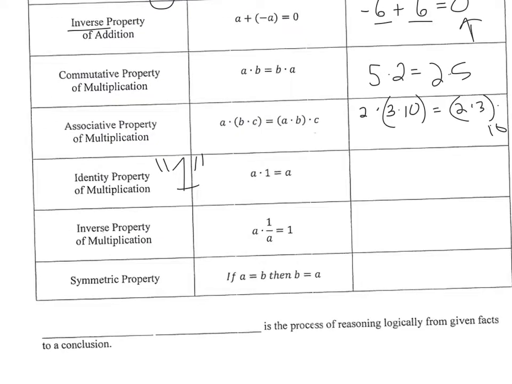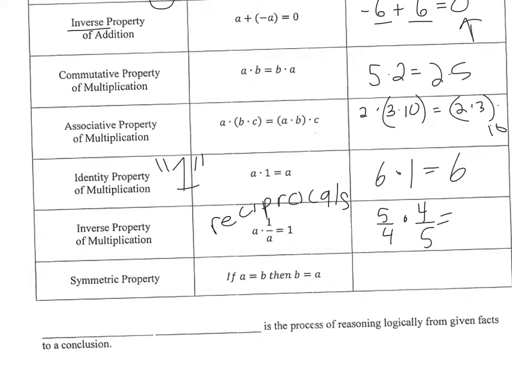And identity property of multiplication. So the identity for multiplication is 1. So anytime you multiply a number by 1, you're using the identity. Multiplicative inverses are what's called reciprocals. So the reciprocal of 5/4 is 4/5. These are also called multiplicative inverses because when I multiply them, I get 1. You'll get 20 divided by 20, which is 1.